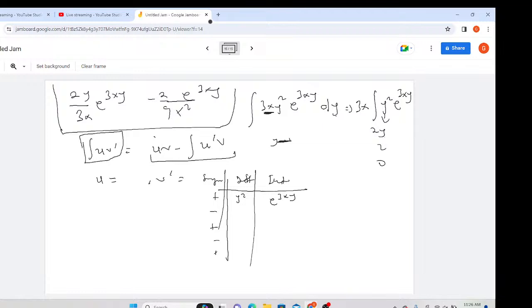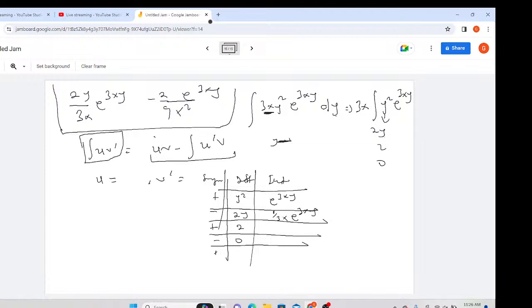So when you differentiate the first one, what do we get? When I differentiate this, what do I get? I get 2y. I differentiate again, what do I get? I get 2. And then the next time, I get 0. With this, now I want to integrate. I have to differentiate what is here, actually. So 1 over 3x exponential 3xy.